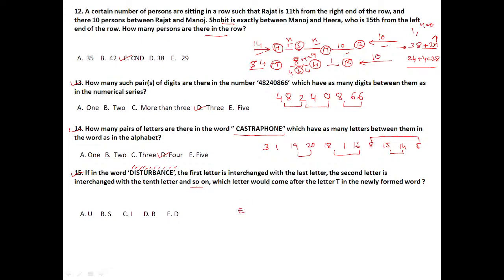So just write it down whichever way it's said in the question. So E, D, C, I, N, S, A, T, B, U, and this is R. Now what letter would come after the letter T in the newly formed word? This is S. Option B is the answer here.